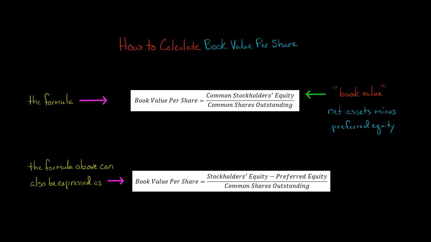In this video, I'm going to show you how you'd calculate a company's book value per share, and then I'm going to show you how you'd interpret that. So here's the basic formula. You take a company's common stockholders' equity and you divide it by the number of common shares outstanding.